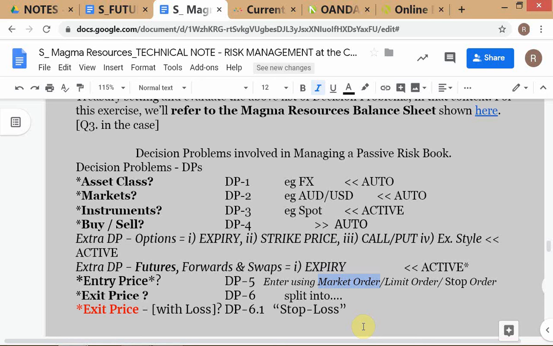Okay, so let's do a quick recap. Let's say that Infosys has a policy that the entry price is always going to be solved as market price. We are not going to use stop orders or limit orders. As soon as the exposure arises, we will hedge. The decision problem of entry price will always be solved by choosing to execute at the current market price.